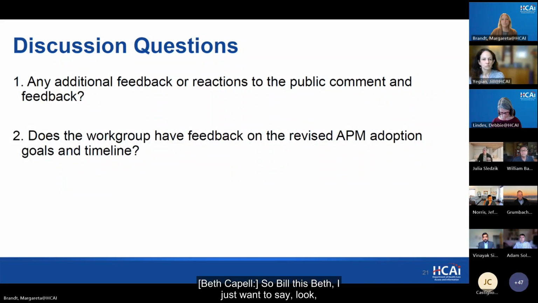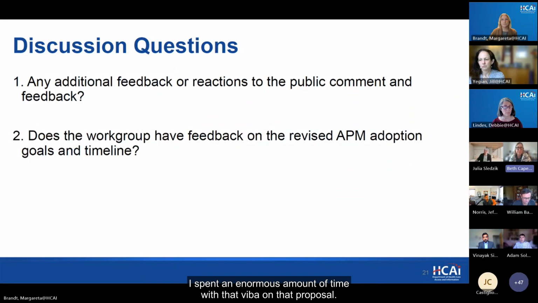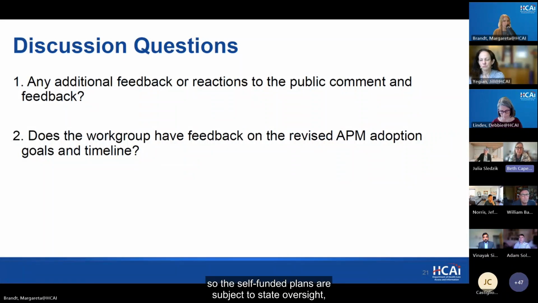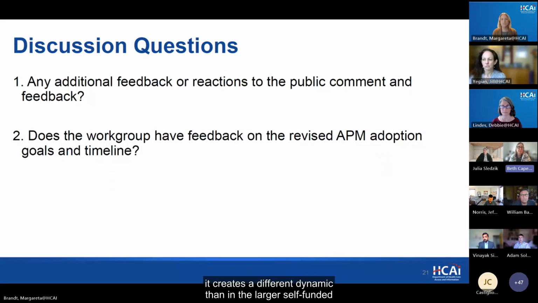That's all. So, Bill, this is Beth. I just want to say, look, that I spent an enormous amount of time with that VEBA on that proposal. The level of state oversight there, so the self-funded plans that are subject to state oversight largely involve public employees where there is a strong labor presence. And that's very different than the broader self-insured market that's subject to federal regulation. Yeah. And so that's part of the reason why I wanted to distinguish between the two, is that opportunity for state oversight creates a different dynamic than in the larger self-funded market.